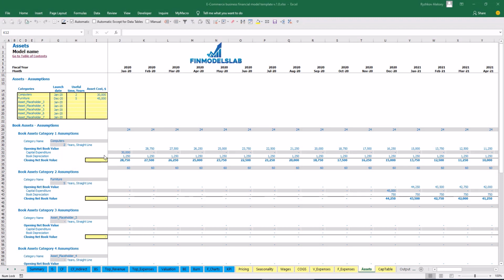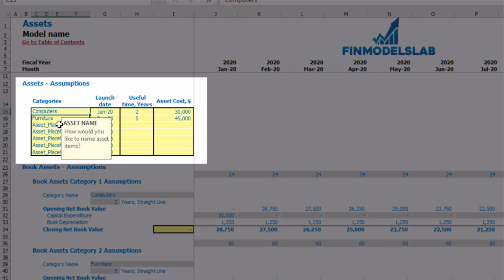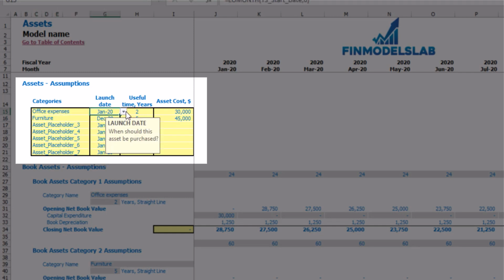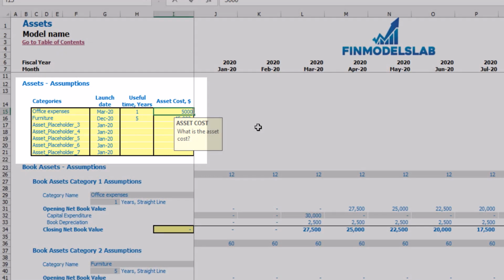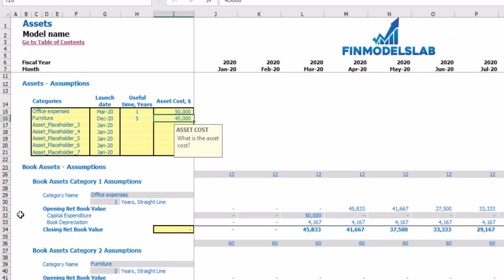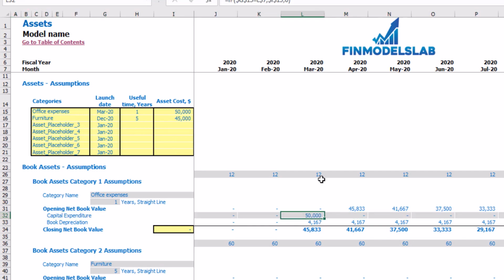On the Assets tab, you may input up to 7 asset line items and change this accordingly. For example, for line item number 1, office expenses, you can set up the launch date for this asset type, for example March 20. You can input the useful time in years, let's say it's 1 year, and the asset cost, for example $50,000. So you may see in the calculation below the capital expenditure, which is in March 20.